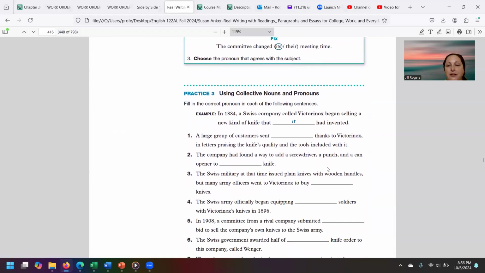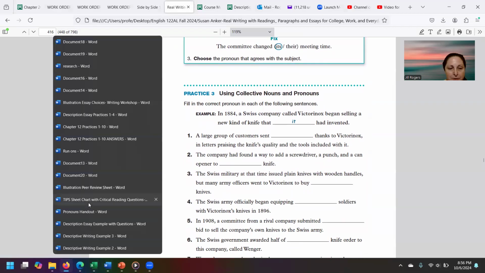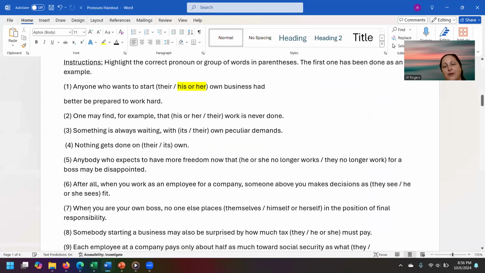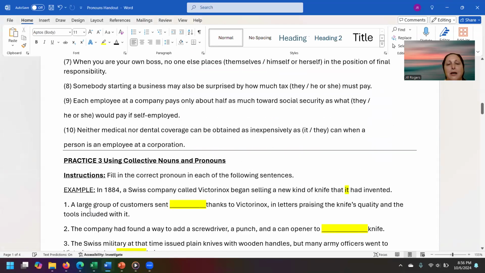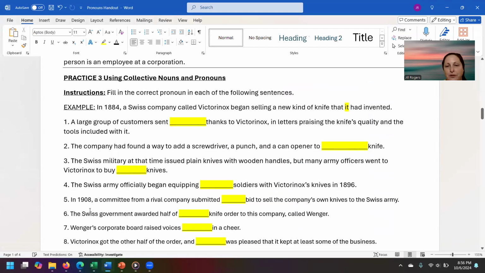Okay, so this one's nice too. We can go to the example. The reason why I think it's nice is because you have to fill in the blanks. But all you have to do is make sure that you are agreeing with the noun that has been mentioned. Okay, so the instructions are fill in the correct pronoun in each of the following sentences. Okay, so you have to fill it in. The example has been done for you.